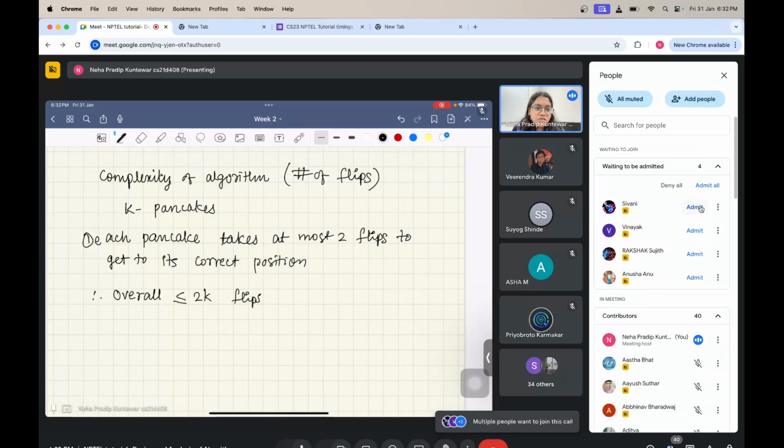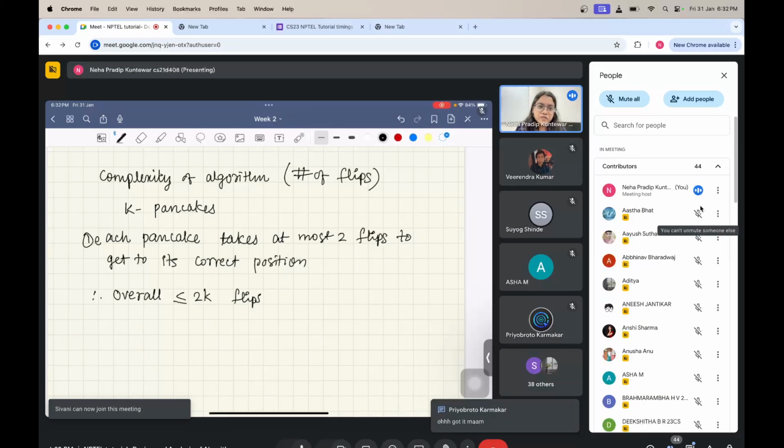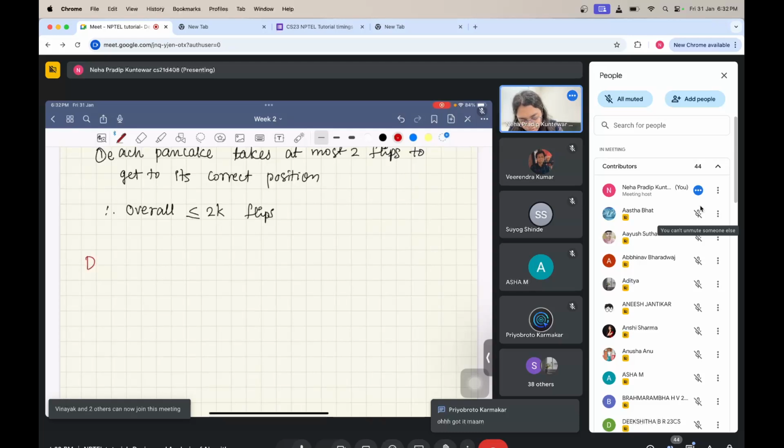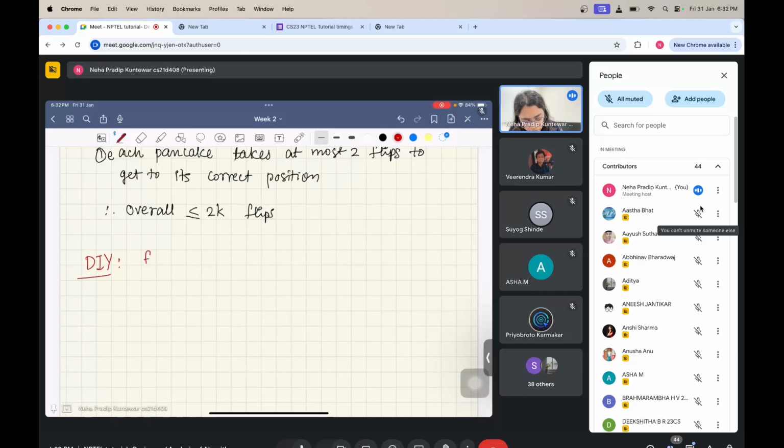And you can try to see what is the worst kind of input instance that you can create. So that's something you can think about. You can try this out: find the worst case input instance for our algorithm. Okay, so that is one thing.